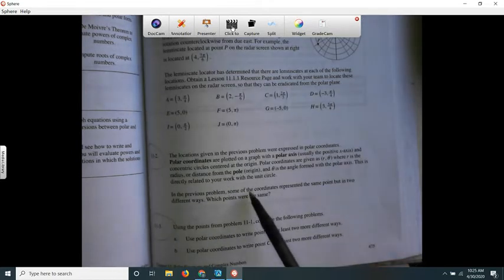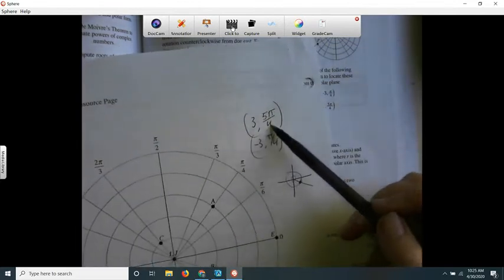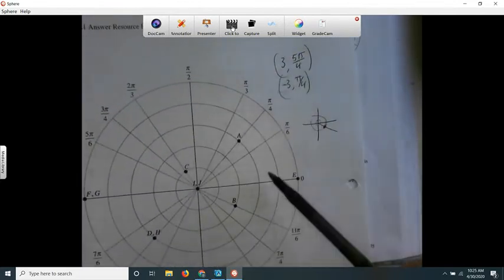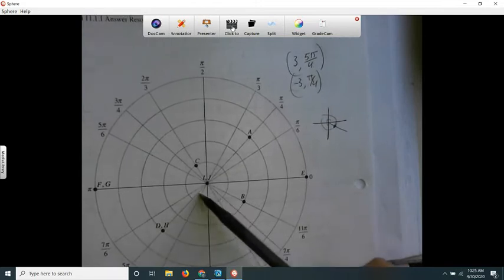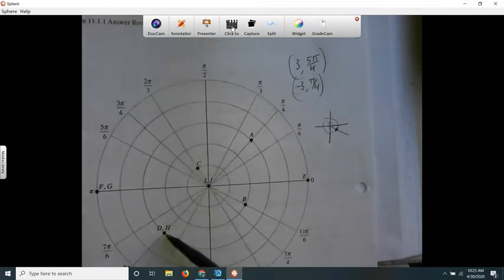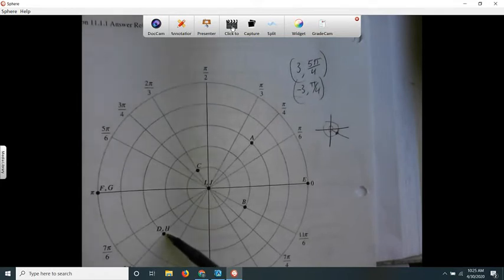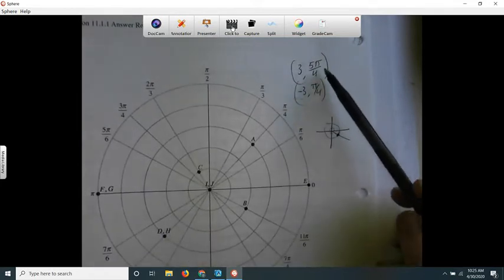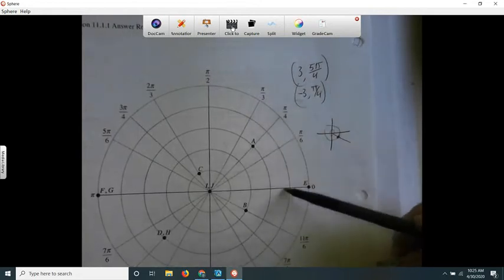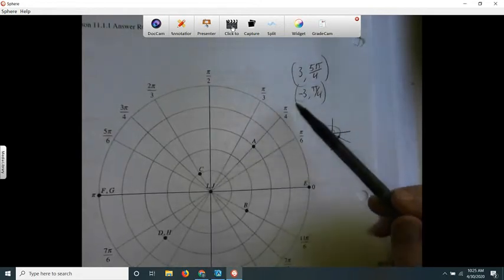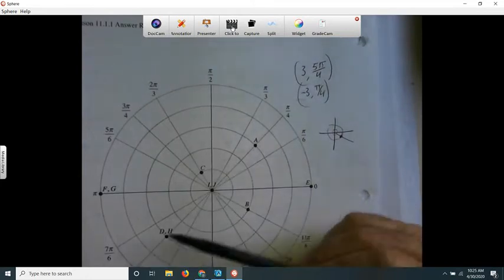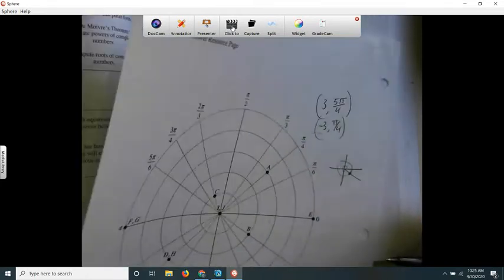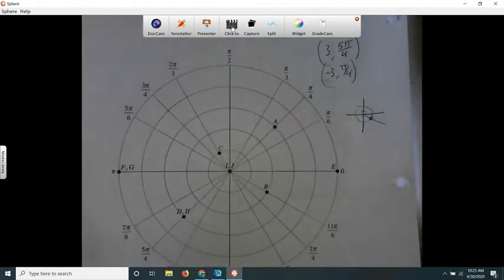In the previous problem, some of the coordinates represented the same point, but in 2 different ways. So which points were the same? We talked about that a second ago. We said 3 comma 5 pi over 4. So 5 pi over 4 is over here, and if I go out by 3 radii, I get a point, but I can get to that same point by saying positive pi over 4, and then have a negative 3. I would go backwards by 3. Hopefully that makes some sense to you.